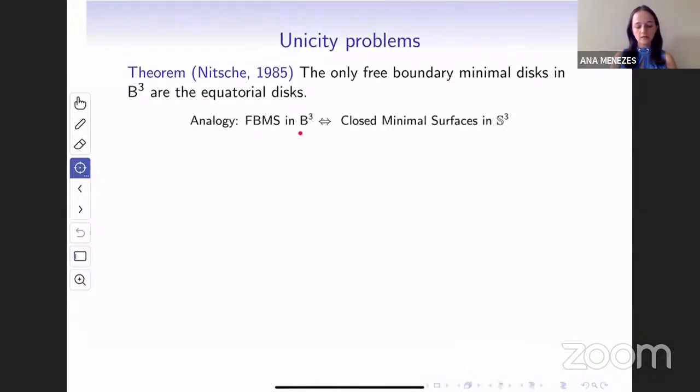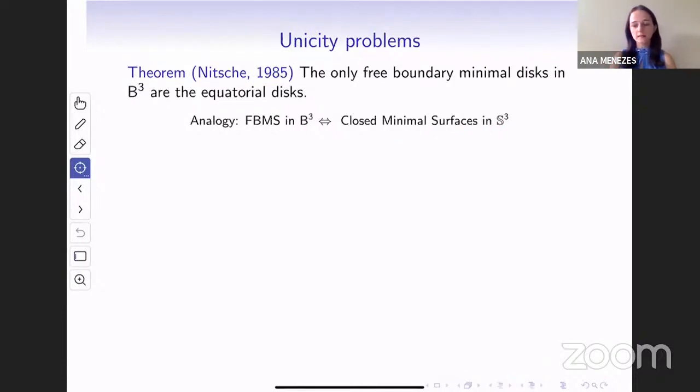And here I would like to mention that there is an analogy between free boundary minimal surfaces in the ball and closed minimal surfaces in the sphere. This analogy has guided the results in the area. So for example, this result by Nitsche is the analog of the result that says that the equatorial spheres are the only minimal spheres in S3. Okay, so we'll keep talking about this analogy here. Okay, but so we have this uniqueness result by Nitsche.